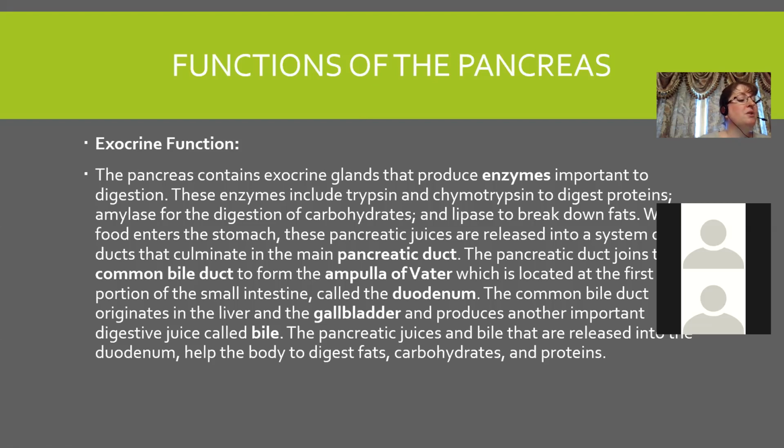When food enters the stomach, these pancreatic juices are released into the system of ducts that culminate in the main pancreatic duct. So the pancreatic duct joins the common bile duct to form the ampulla of Vater, which is located at the first portion of the small intestine. The common bile duct originates in the liver and the gallbladder and produces another important digestive juice called bile. So the pancreatic juices and the bile that are released into the duodenum help the body to digest fats, carbs, and proteins.